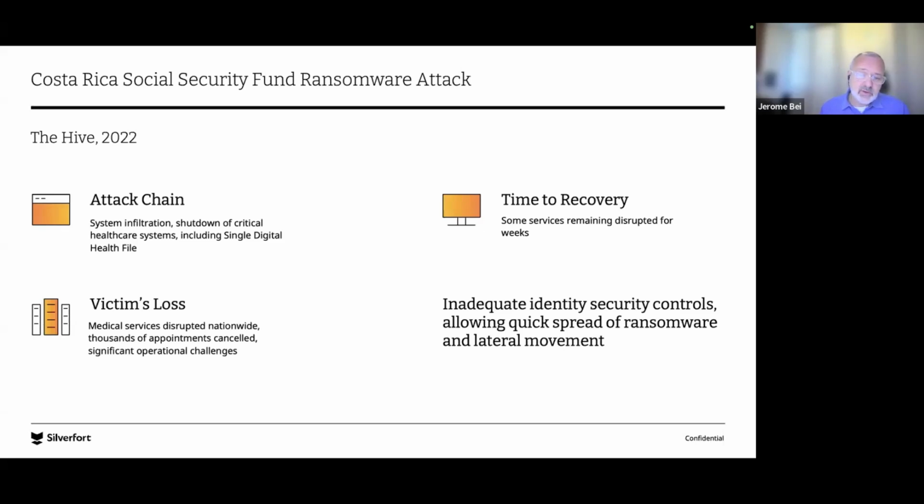And the reason for that attack, why it was successful, was exactly the same. Really the lack of identity security controls, allowing that ransomware to spread and allowing the attacker to do lateral movement in a very, very simple way.